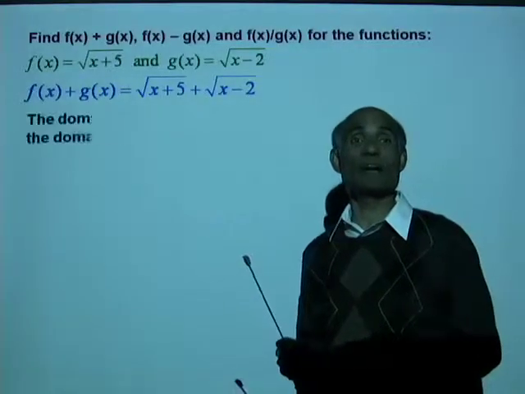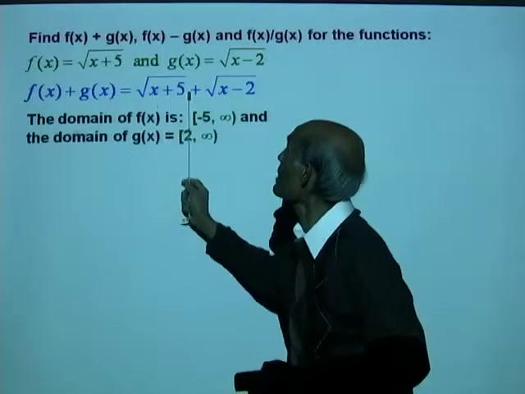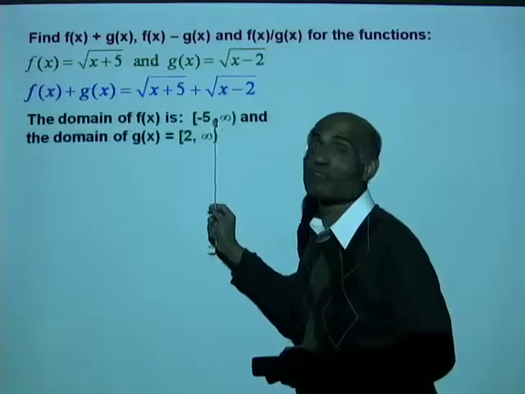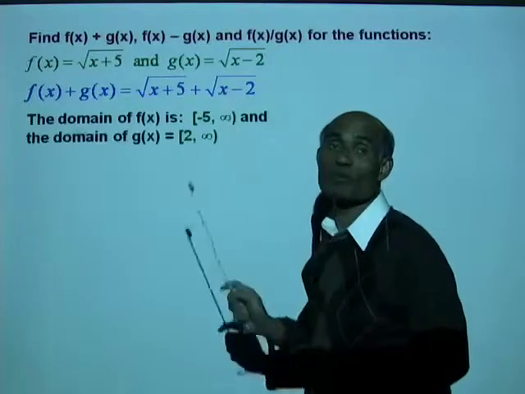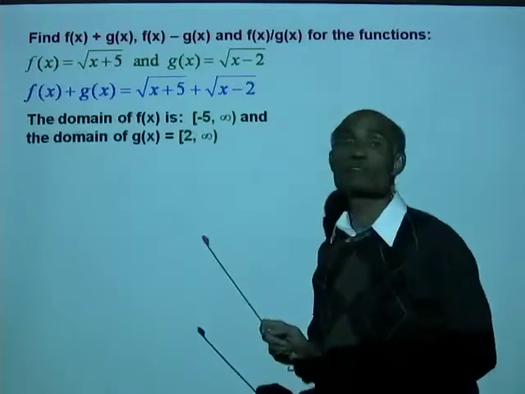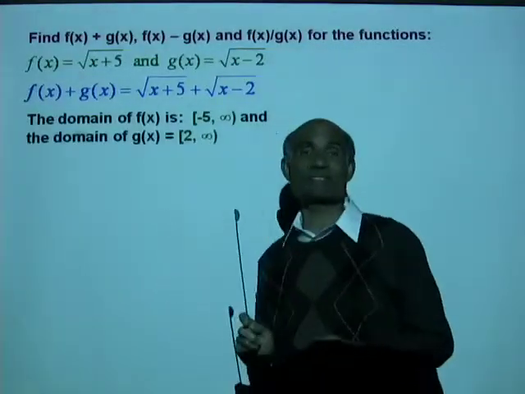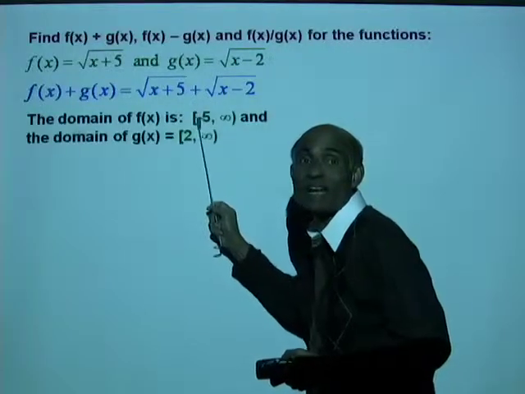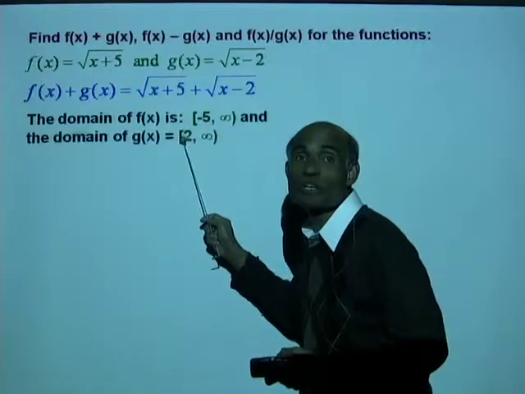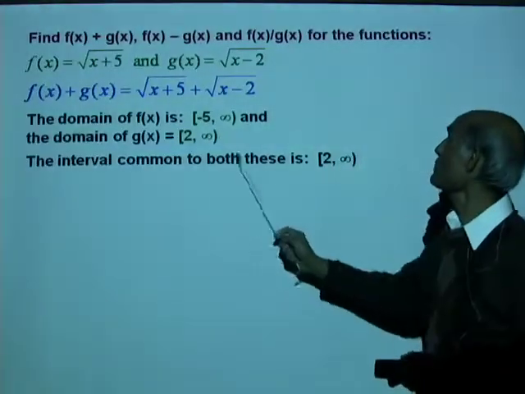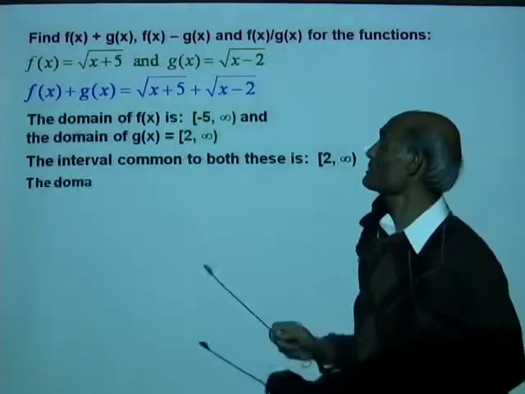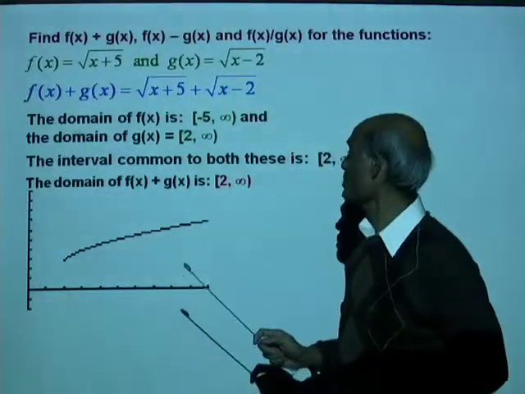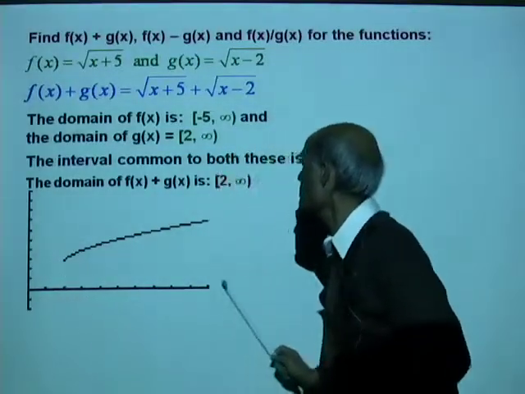f of x plus g of x is, add those two. What is the domain of square root of x plus 5? The domain of square root of x plus 5 is -5 to infinity, -5 included. The domain of square root of x minus 2 is 2 to infinity, 2 included. What is common to both these? Well, you can see this interval is contained in this interval. Therefore, what is common to both is this. And so, the common interval is 2 to infinity, and that is the domain of f of x plus g of x. Now, that's the graph of f of x plus g of x. The domain is from 2 to infinity.